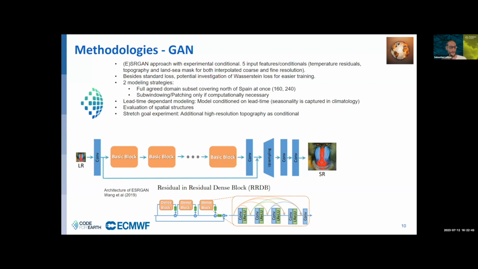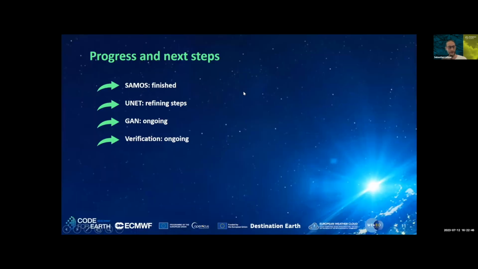Yeah, next page. And this is already it with our short overview. So again, here we just have a couple of work steps listed. The SAMOS, the first modeling, our base that we referred to is finished, except for the out-of-sample validation. UNet is in its refining steps, and GAN is ongoing or in the implementation. And verification is obviously a parallel process that we will do until the very end. Thanks for your attention.